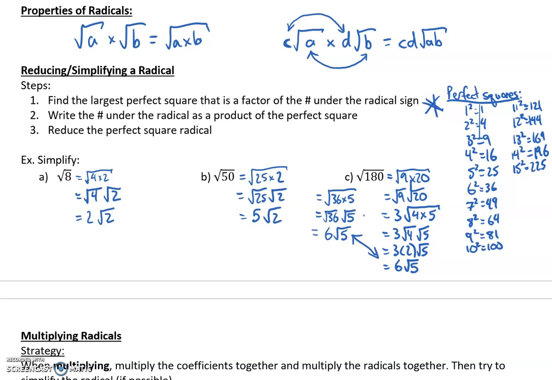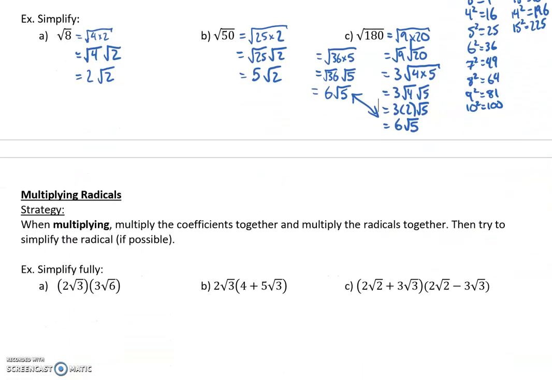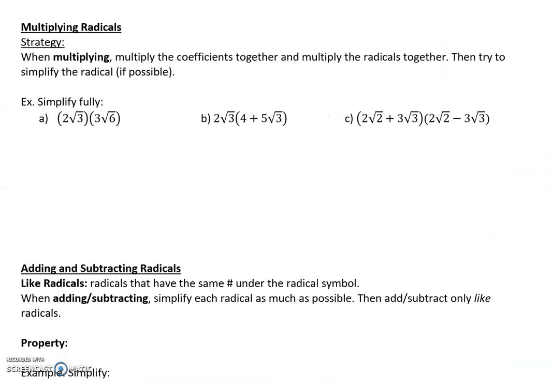So whether you take the largest perfect square or you take a smaller one and work your way through it like I did the first time, they're both going to give you the same answer. So you can do that as well. So that's how to reduce or simplify a radical. Let's go ahead and multiply some radicals together now.